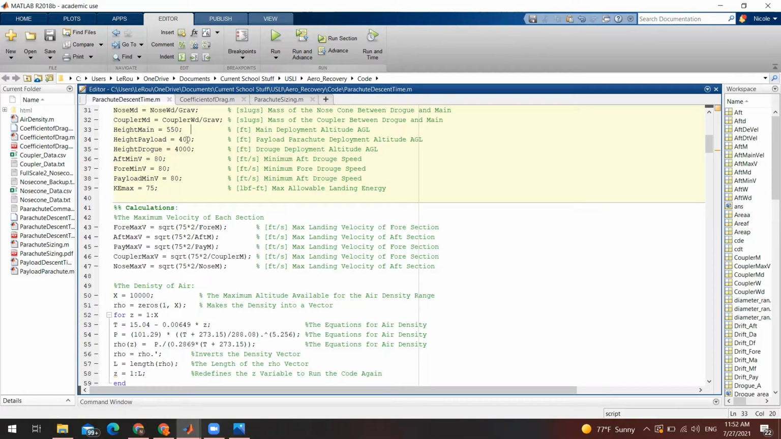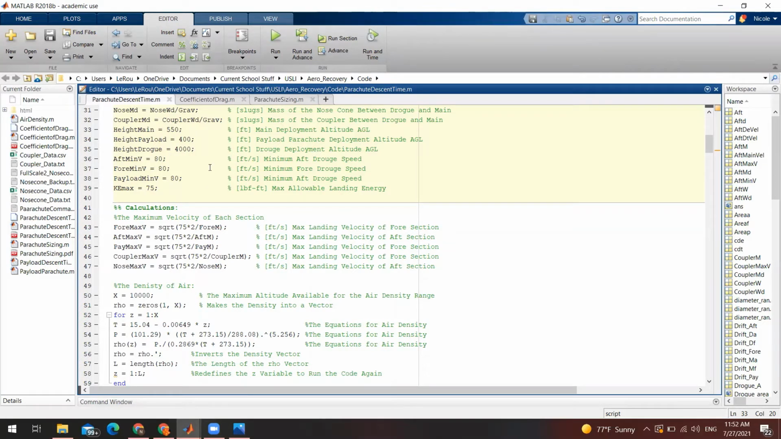So this is the height that the payload was supposed to deploy at, and then the height of the drogue parachute. So this is supposed to be when our apogee was. This was our target, but it's all about when you actually reach that target, because we don't really control when the drogue parachute comes out. It comes out right after apogee, wherever apogee ends up being.